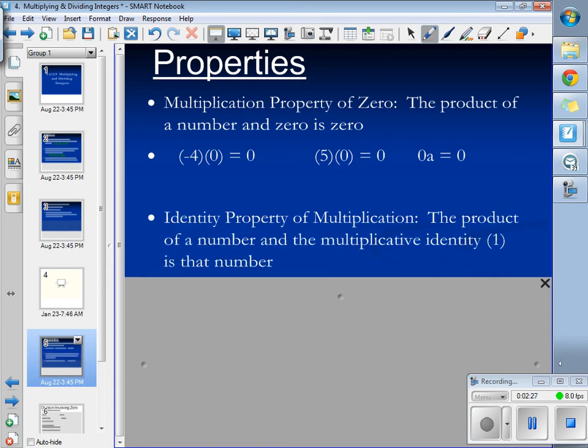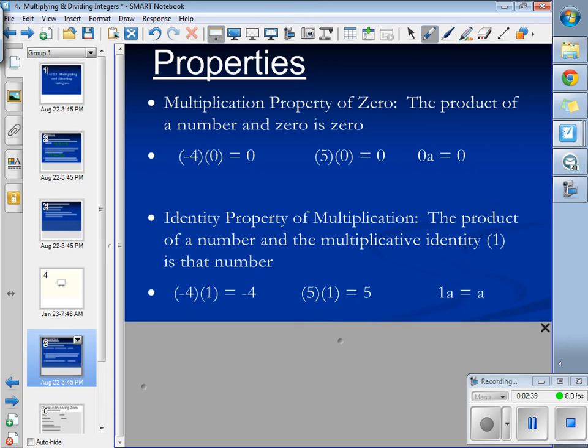The identity property of multiplication. The product of a number and the multiplicative identity, 1, is that number. -4 times 1 is -4. 5 times 1 is 5. 1 times a is a.